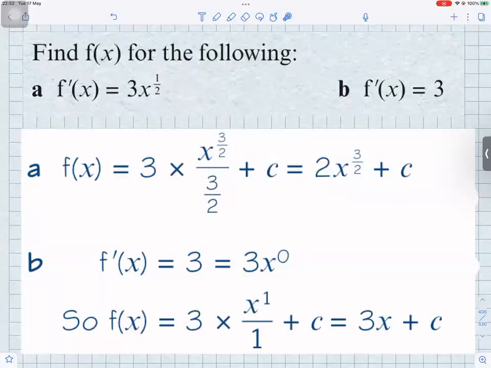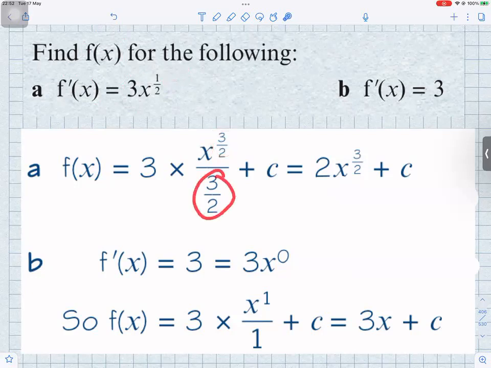Find f of x for the following. It's like finding y for the following. F dash of x is the same as dy over dx, and you want to find y or f of x. 3x to the power half. Integrate, you add 1 to the power. Half plus 1 gives you 1.5, which is 3 over 2.